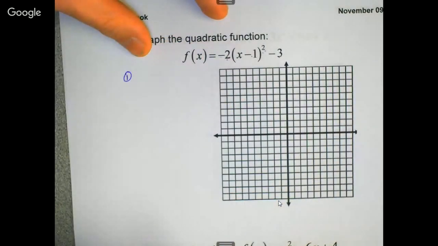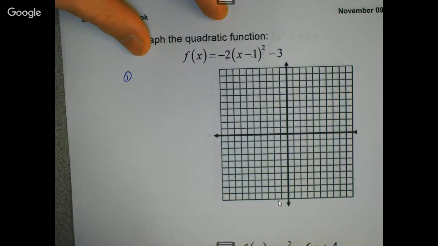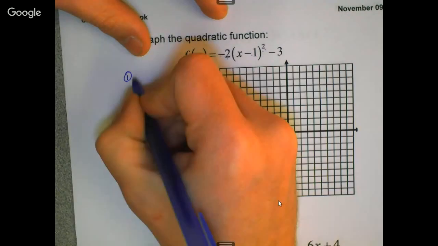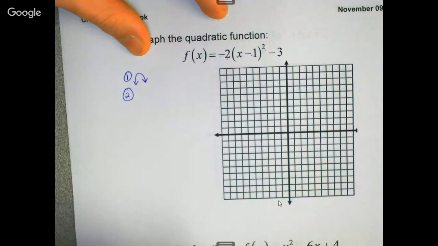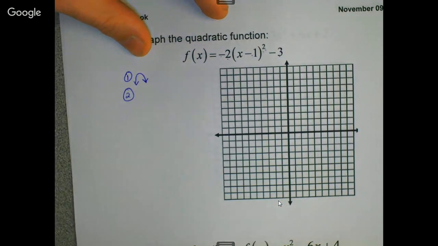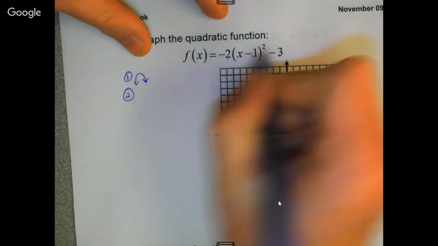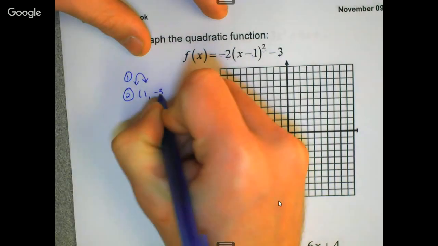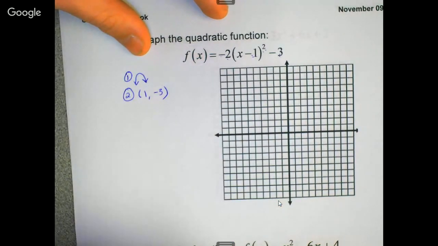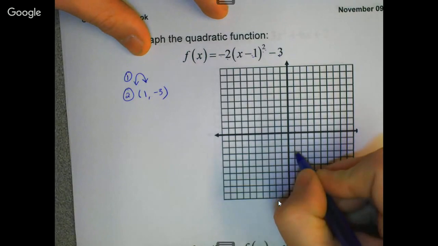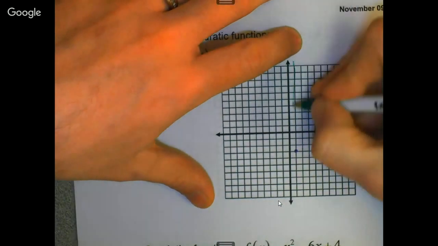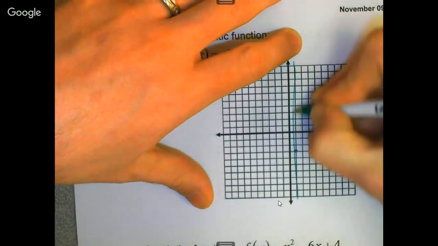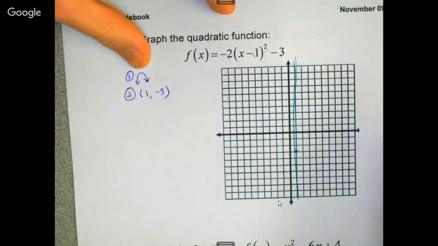So step 1 is determine if it's up or down. Because this is negative here, it's going to go down. Step 2 was your vertex. So I've got here and here. So that's (1, -3). Okay, so (1, minus 3). I can go ahead and graph that. Again, I'm going to put in my line of symmetry there in a different color.